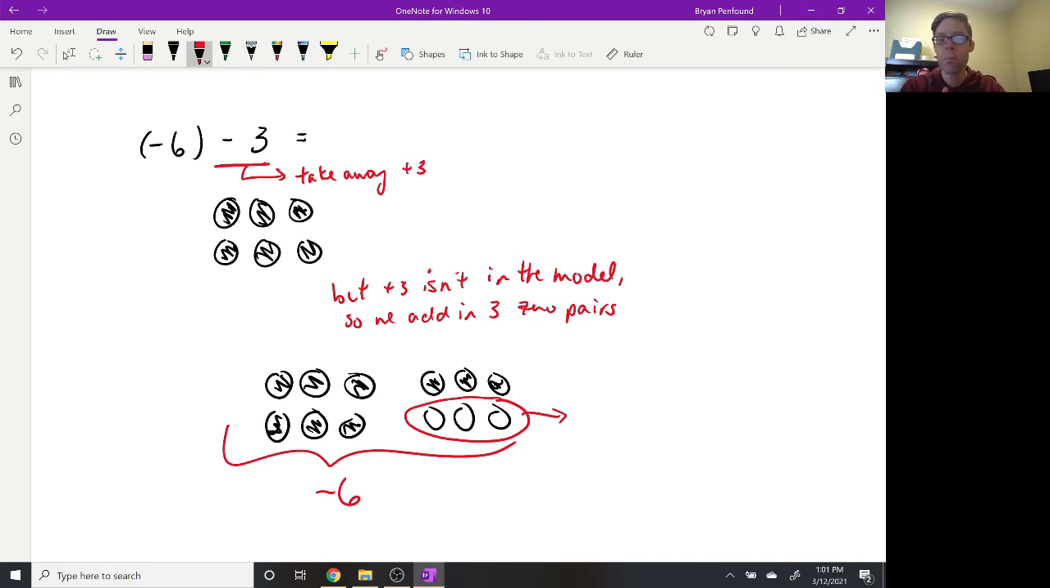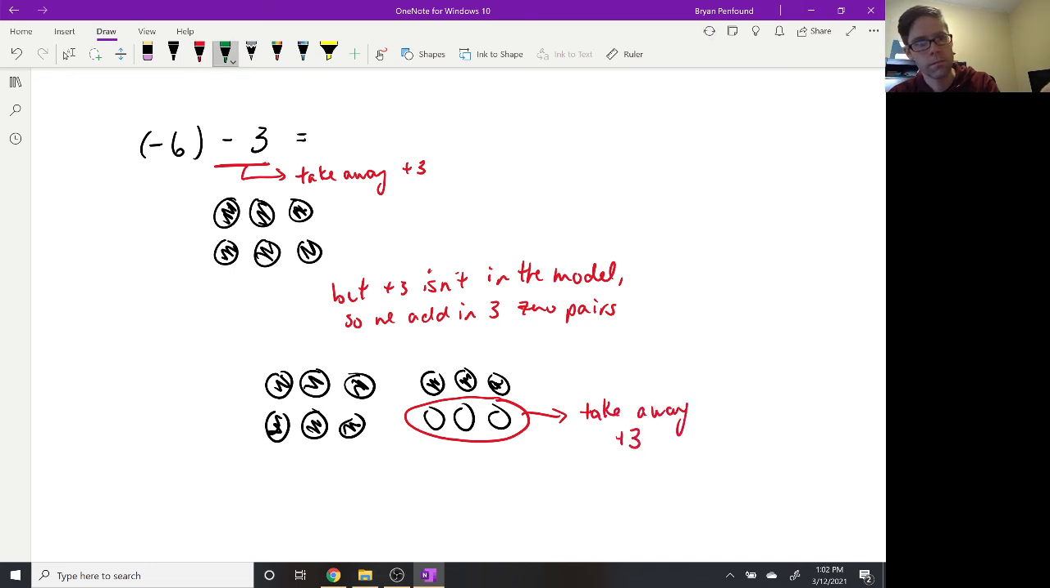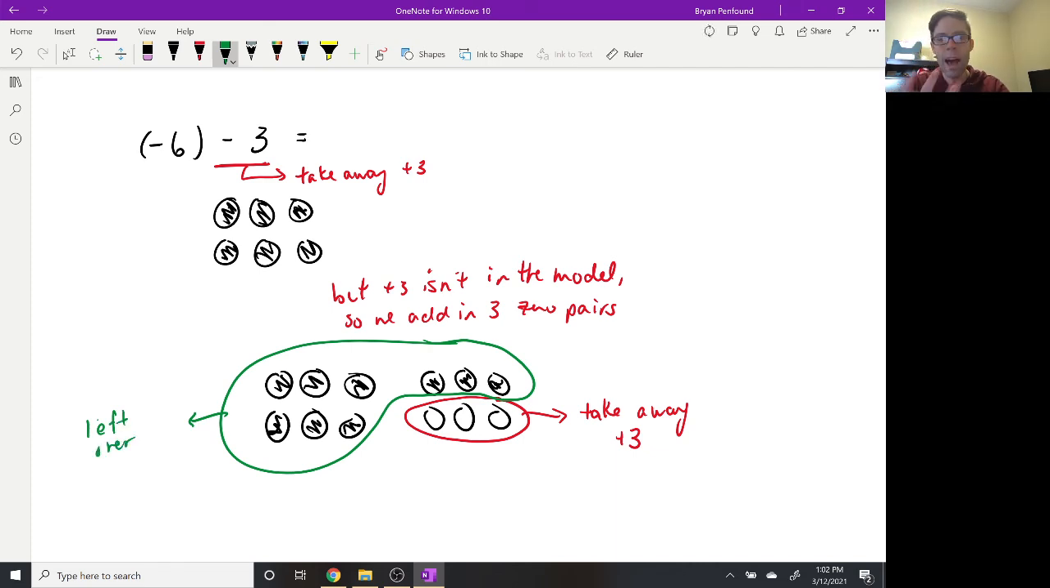Okay, so we add in the 0 pairs so that we can take away what we need to, and then we look at what's left over. So let's take away these 3. And then we have all of these negative chips left over. After taking away +3, it looks like we have 9 negative chips left over. And that's interesting, right? Because 6 + 3 is 9. So this is kind of like adding.